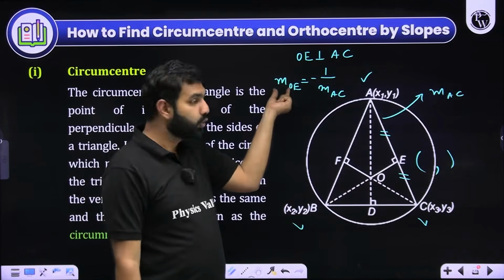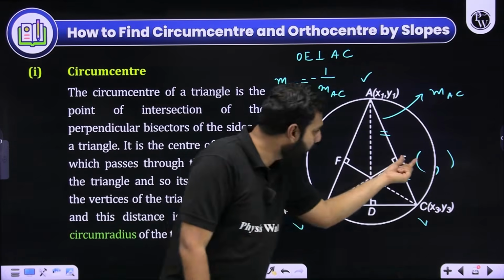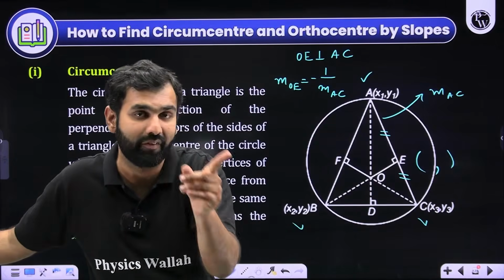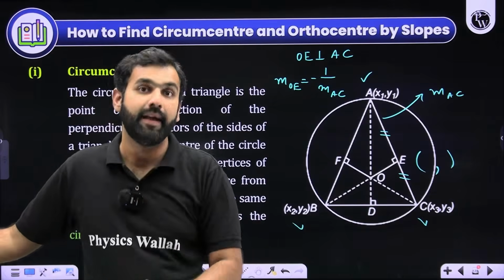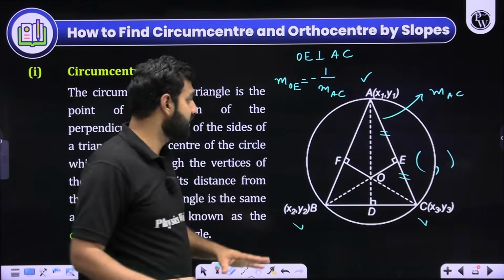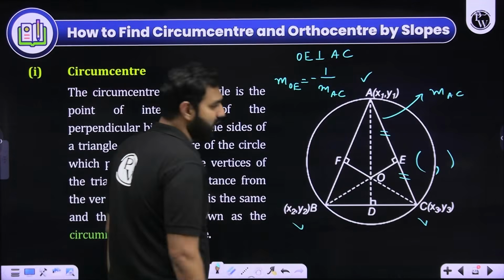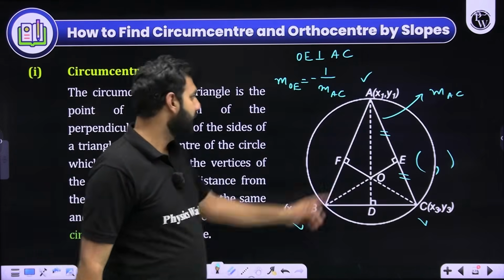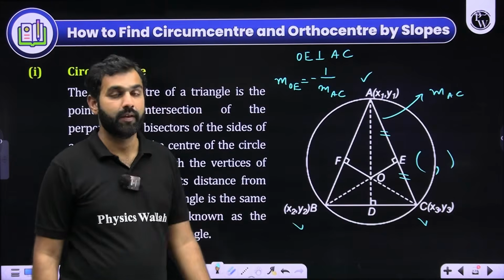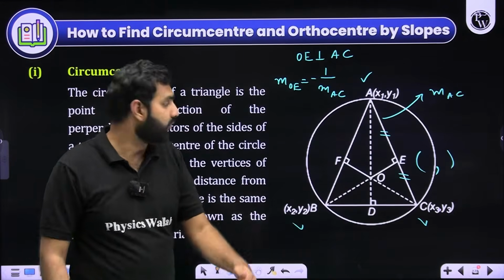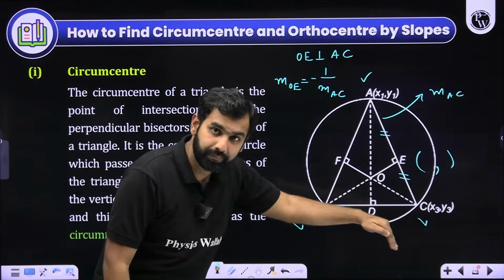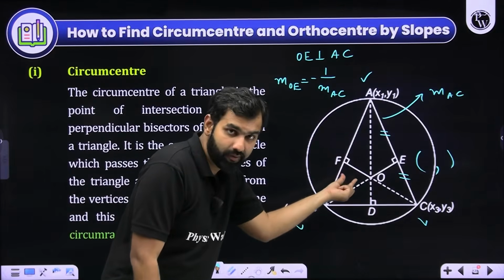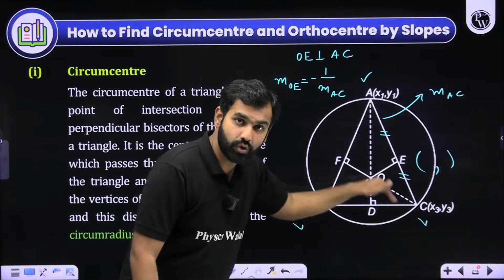Why? Because I know the slope of the line OE. I know a point here, E. So point slope form. Do you remember that y minus y1 upon x minus x1 is equal to m? The same logic I'll apply here on this F as well, let's say. So F will be the midpoint of AB. And then I can find the slope of AB. The negative reciprocal of the slope of AB will be the slope of OF. So I'll have the slope of OF. I'll have the coordinates of F. With the help of this, I can write the equation of OF.